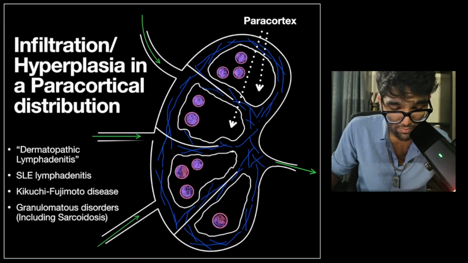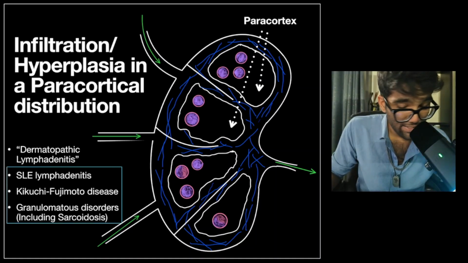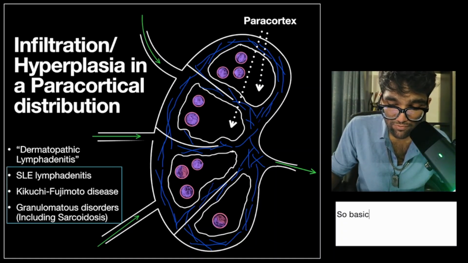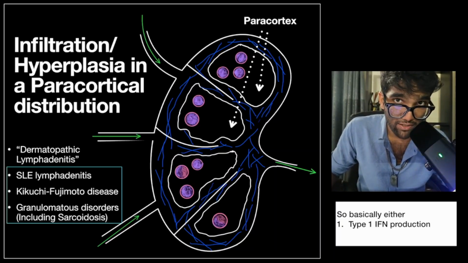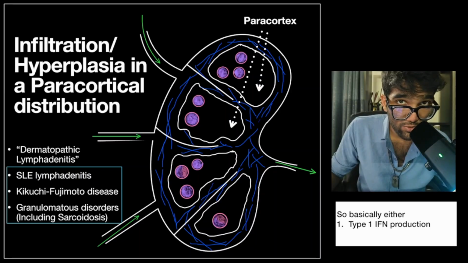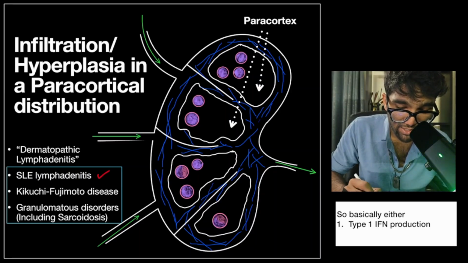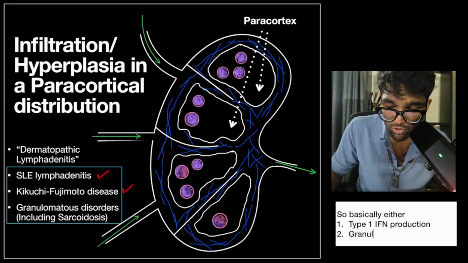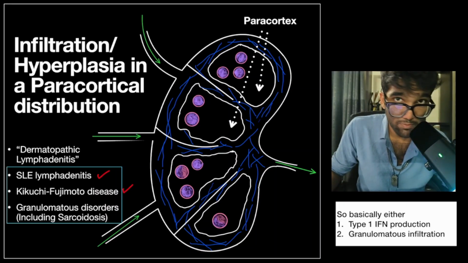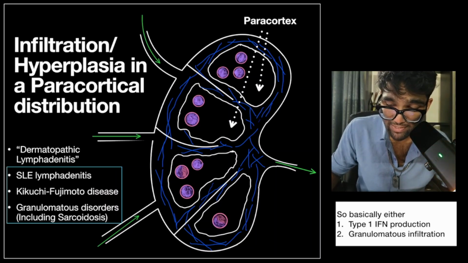including sarcoidosis. So now, if you notice, the latter three disorders are basically either due to excess type 1 interferon production, that is an antiviral immune response. So that would include your SLE lymphadenitis and Kikuchi Fujimoto disease, or it is due to granulomatous infiltration, the archetype of which is sarcoidosis. So let's see what happens.